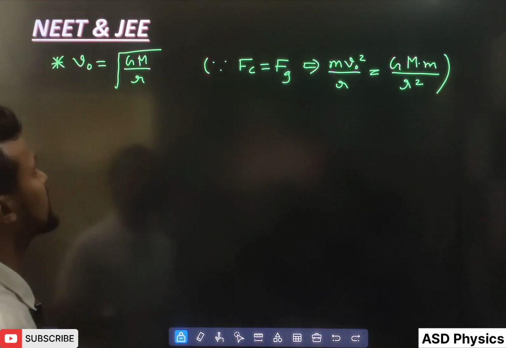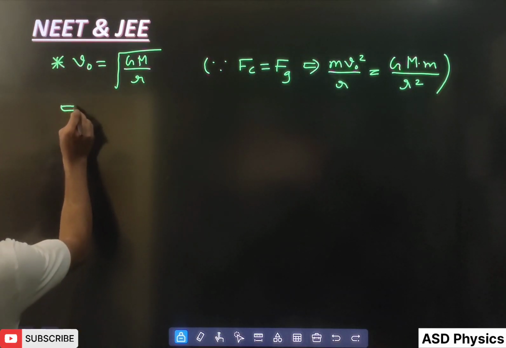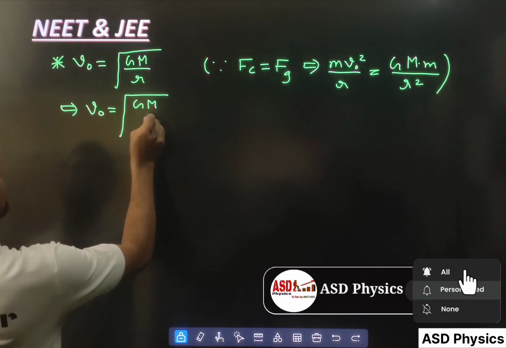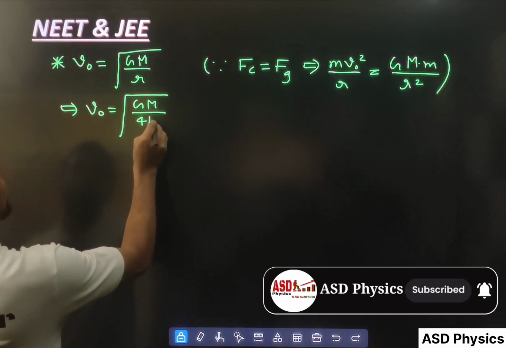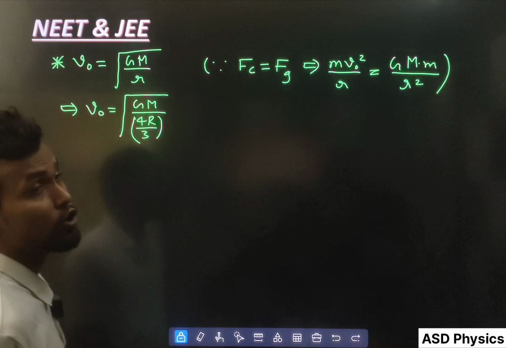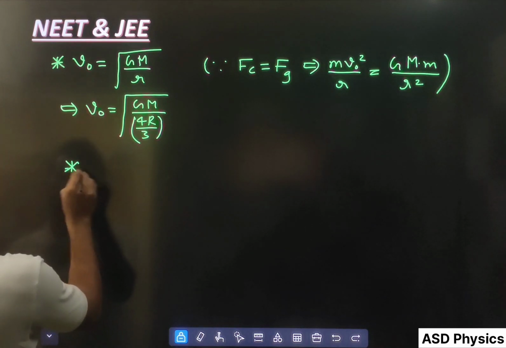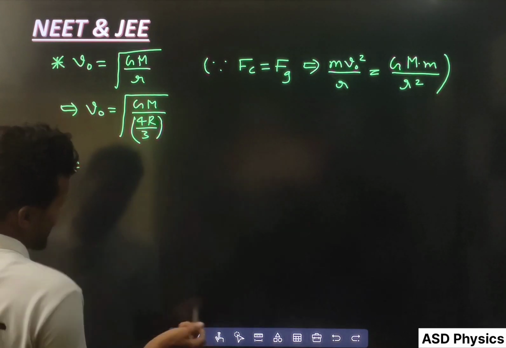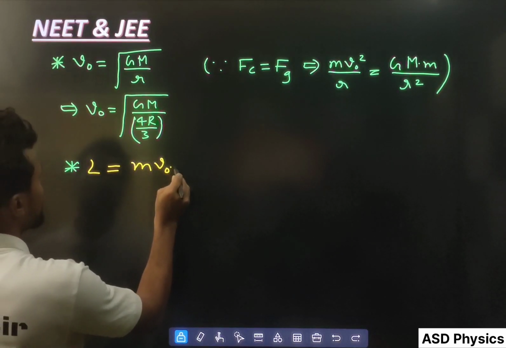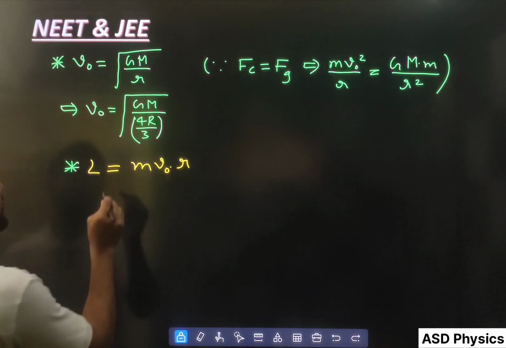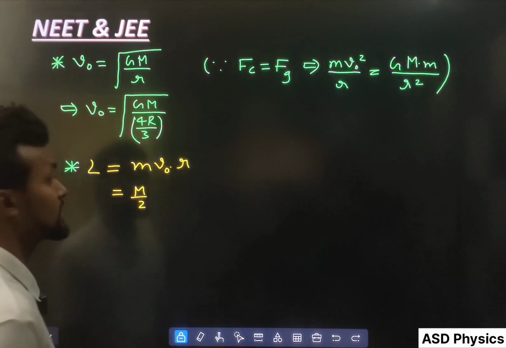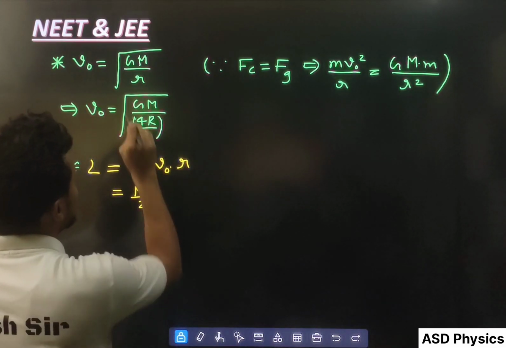The small m will cancel out here. So from here, the orbital velocity is root GM by r, and this r value, what we know, is 4r/3. This is the orbital velocity. Now we have to calculate the angular momentum, very easy. What I told you: mv0 into r. What is the mass of the satellite? m/2.